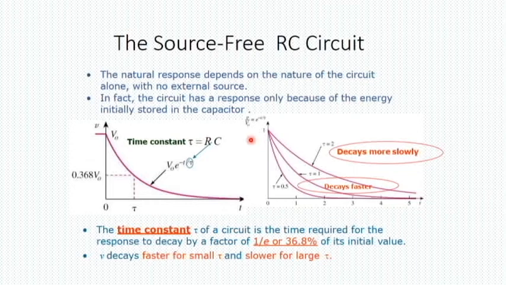From the graph, we can see that when tau equals 1, it will decay faster, but when tau equals 2, it will decay more slowly. This is because the time constant tau of a circuit is the time required for the response to decay by a factor of 36.8% of its initial value. V decays faster for small tau and slower for large tau.